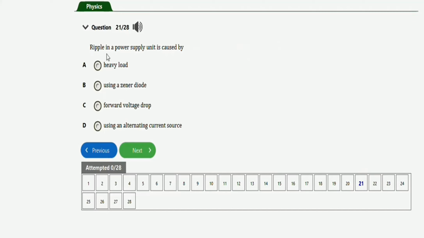It says ripple in a power supply unit is caused by, we have heavy load, using a Zener diode, forward voltage load, using an alternating current source. The right option is option D, which is using an alternating current source. The next question will be this one.